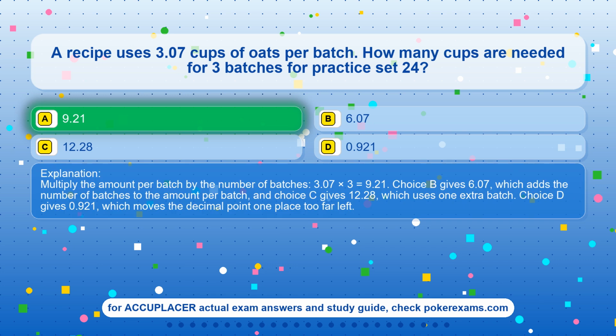Multiply the amount per batch by the number of batches. 3.07 times 3 equals 9.21. Choice B gives 6.07, which adds the number of batches to the amount per batch, and choice C gives 12.28, which uses one extra batch. Choice D gives 0.921, which moves the decimal point one place too far left.